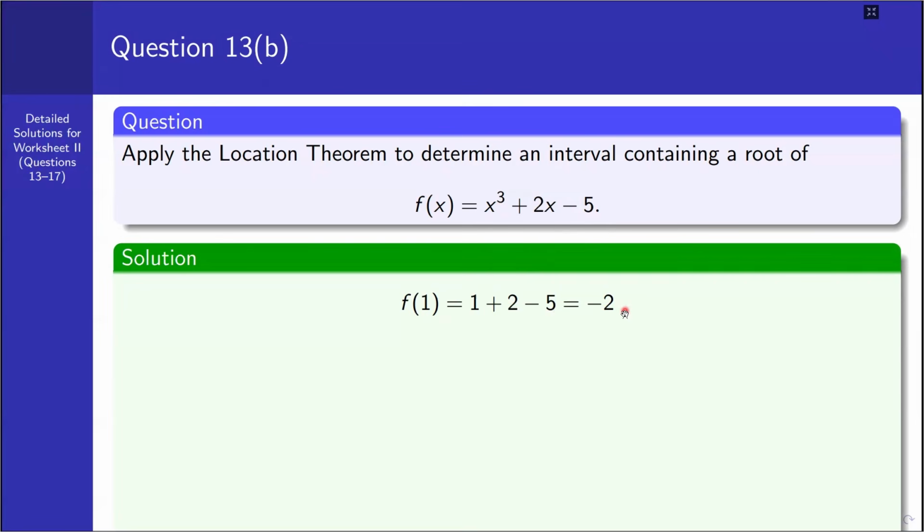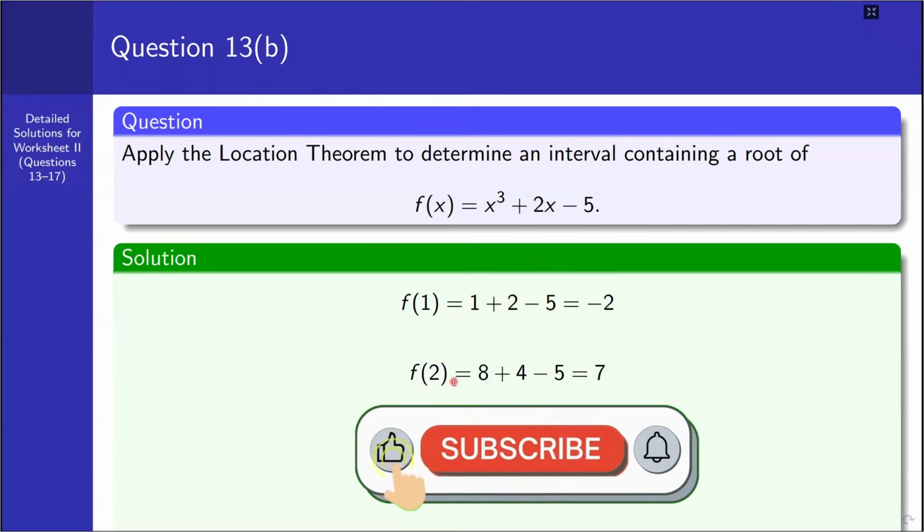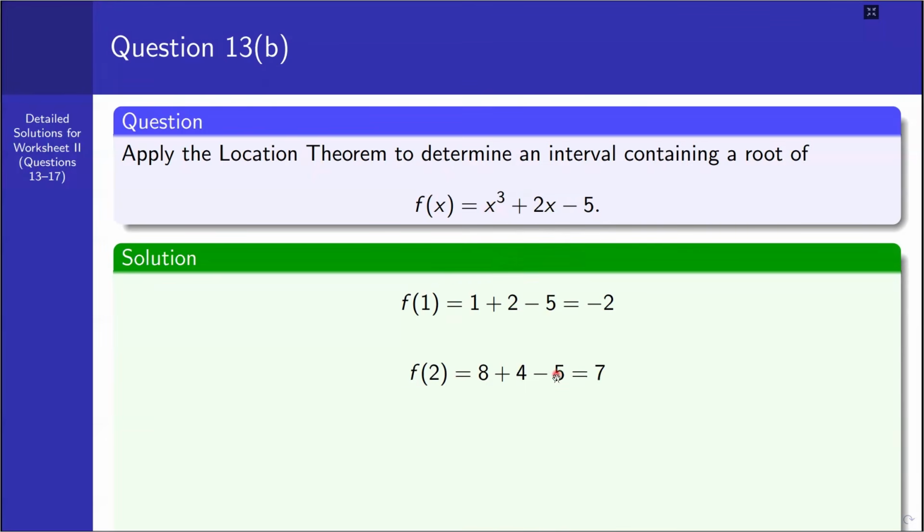And another real number which is different from that of 1, probably which may give a positive number, could be this one, that's simply f of 2. 2 to the power of 3 is 8, 2 times 2 is simply 4, minus 5, this is 7. Then as we clearly observe here, f of 1 and f of 2 have different or simply opposite signs, because the first one is negative and this one is positive.